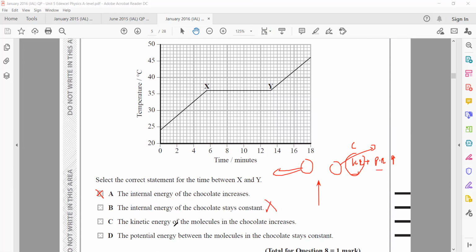The temperature is not changing. So the statement that the internal energy of the chocolate stays constant is wrong. The kinetic energy of a molecule in the chocolate is increasing. That's wrong, because the temperature is constant. The potential energy between the molecules is constant. That's wrong. The potential energy is increasing. That's why kinetic remains the same, potential increases. So the sum of kinetic plus potential changes. So internal energy changes.